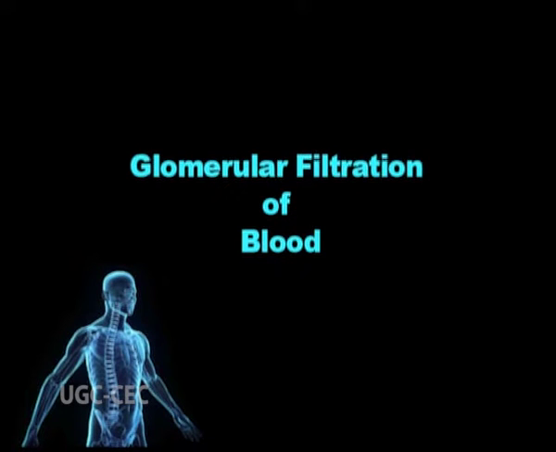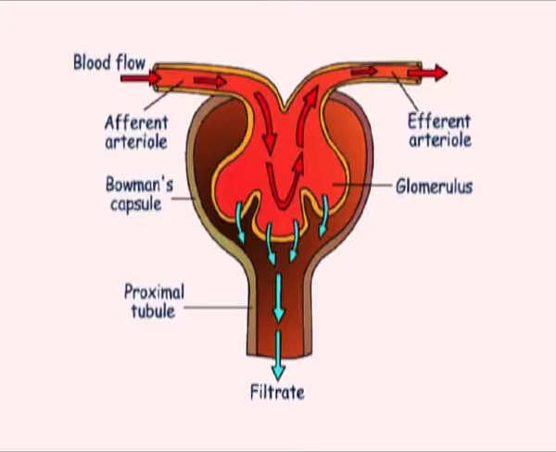Glomerular filtration of blood. Urine formation begins with filtration of blood through the epithelial walls of the glomerulus and Bowman's capsule. The fluid portion of the blood, which consists of water, urea, ions, nutrients and small proteins, is able to move across the capillary wall. Blood cells and larger proteins, however, cannot cross and are retained in the blood.